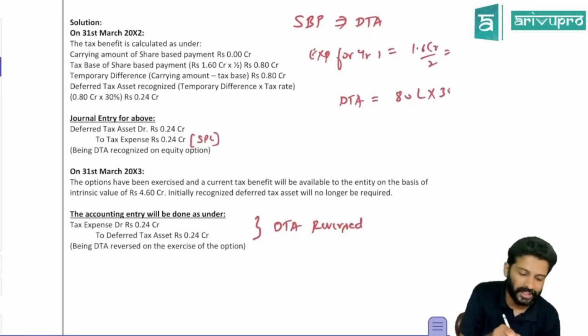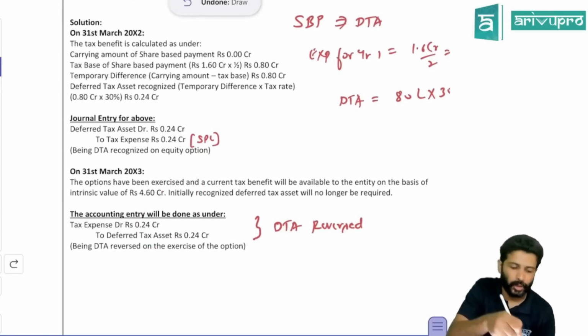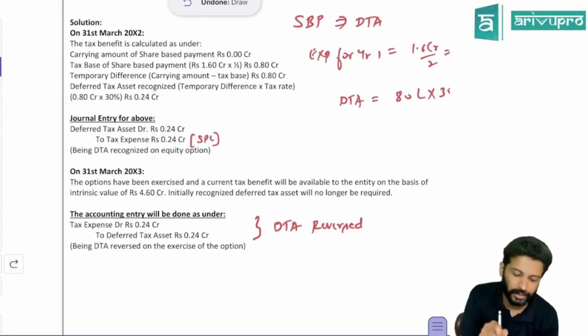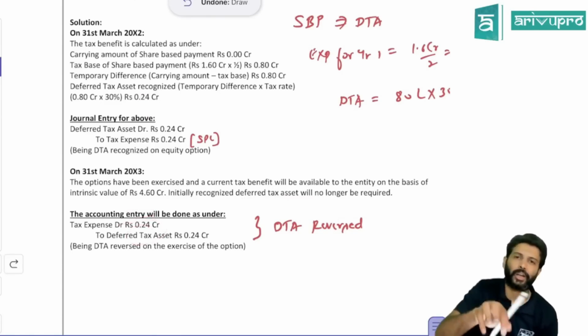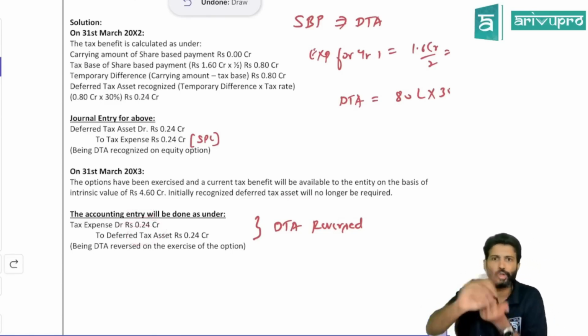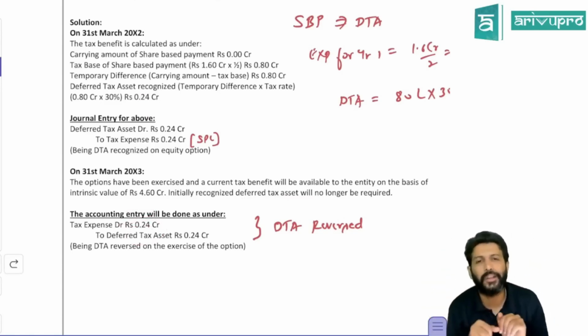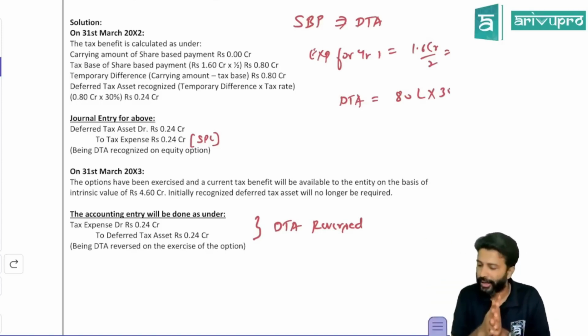So when the shares get vested or exercised in the next year, whatever DTA you booked in year 1 will get reversed. In reversal, you pass the opposite entry: deferred tax expense account debit to deferred tax asset account. That's all. So as long as you have a difference, you will show DTA, DTL. Once the difference gets reversed, DTA, DTL also should get reversed.